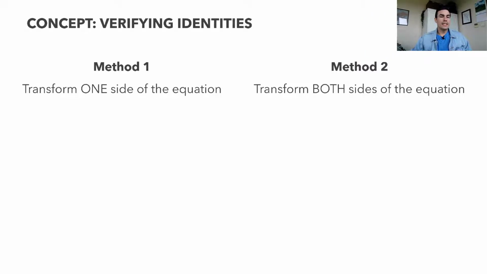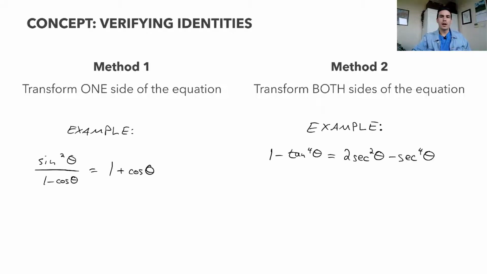All right, verifying our identities. Really, our identities are going to look like equations that you'll be given, and we're either going to transform one side of the equation or we're going to transform both sides of the equation. By transform, I just mean manipulate using other trig identities that we know.